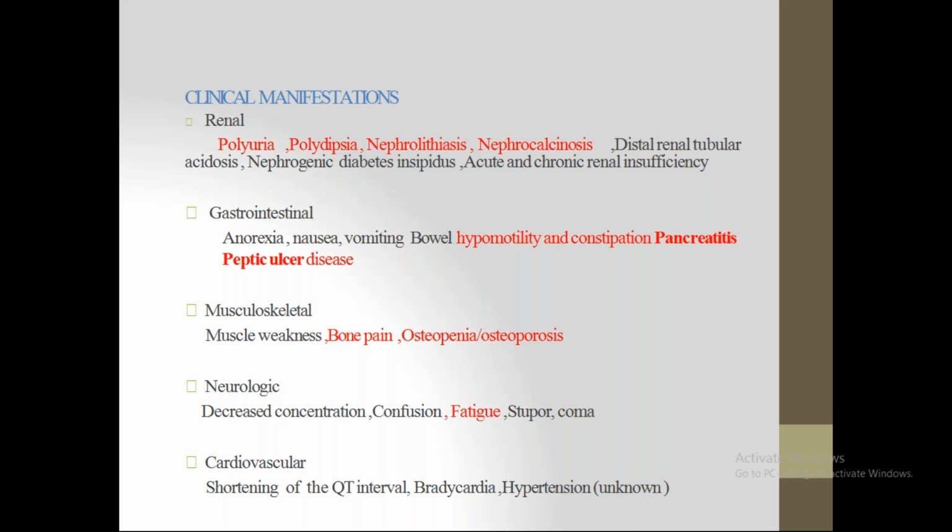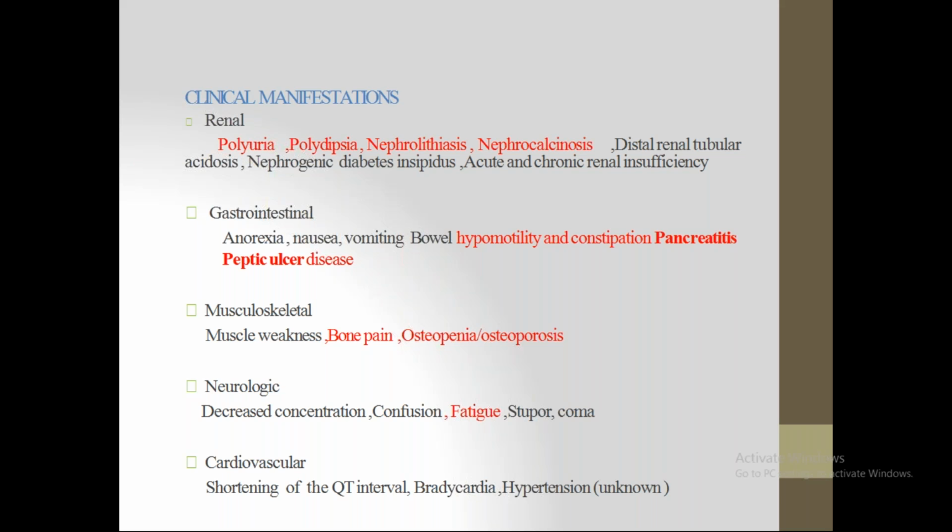Bones is what will happen in bone. Stones is the formation of renal stones. Groans is calcification in the pancreas or pancreatic duct; they can present as peptic ulcer disease. Since they have severe abdominal pain, it is called groaning. Psychic moans is due to the deposition of calcium in the brain or basal ganglia. They can present with altered sensorium, decreased concentration, or sometimes psychosis. So in short: bones, stones, groans, and psychic moans.